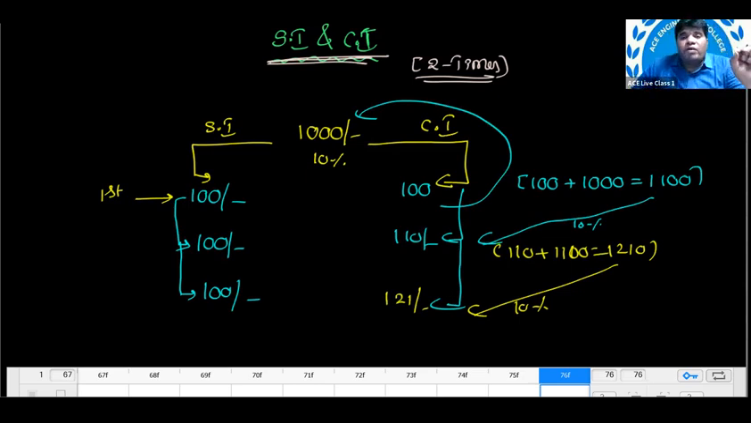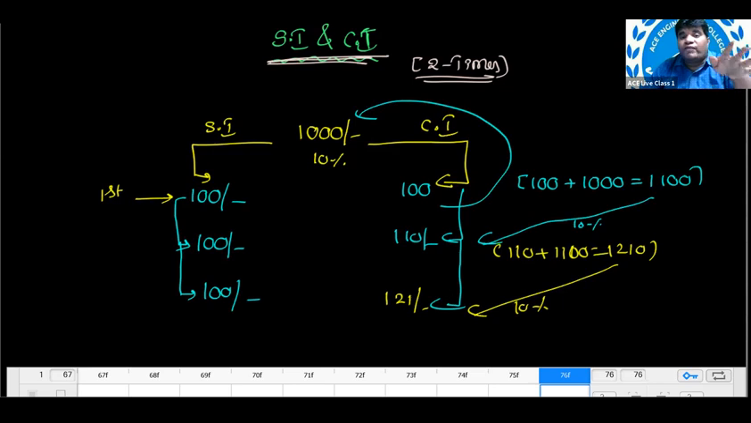A shopkeeper borrowed 1,000 rupees from the moneylender at 10% per annum. Simple interest is always the same for every year, but compound interest changes every year. That is the main difference. Generally we are not paying the interest, though it depends on the question. Simple interest is 100 in the first year, and 100 in each following year, the same 100.